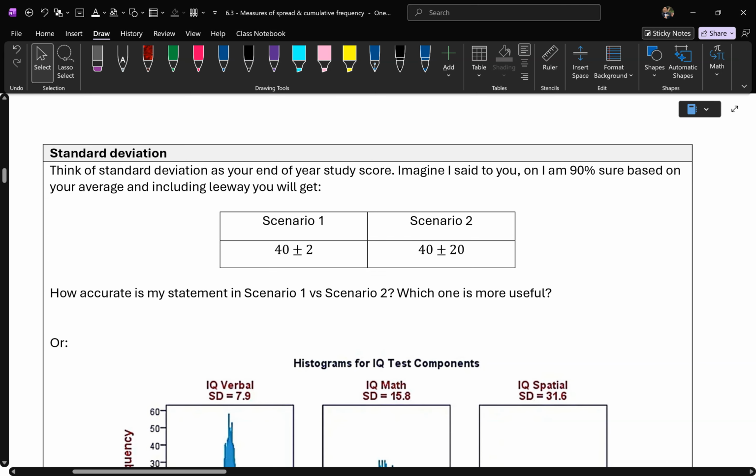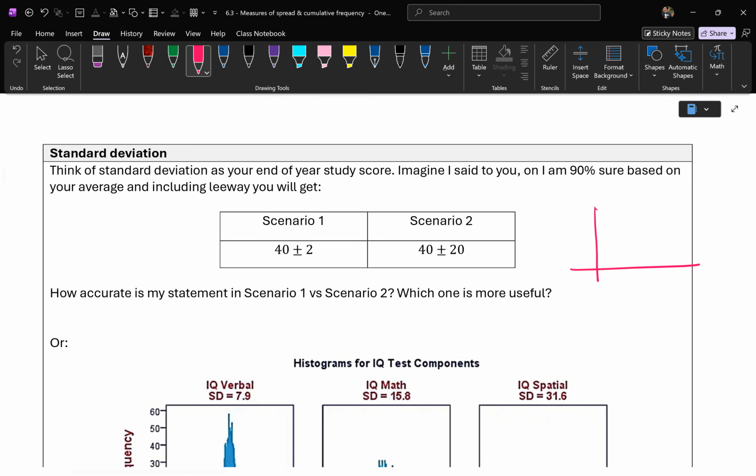Those who want to do exams, ATAR scores at the end of the year, do you guys know what the maximum study score is, roughly? 50. And what is the middle score?